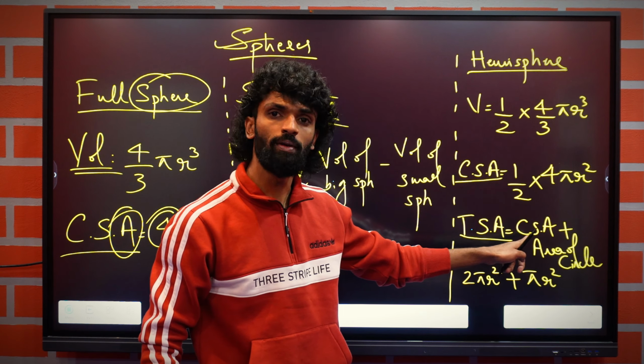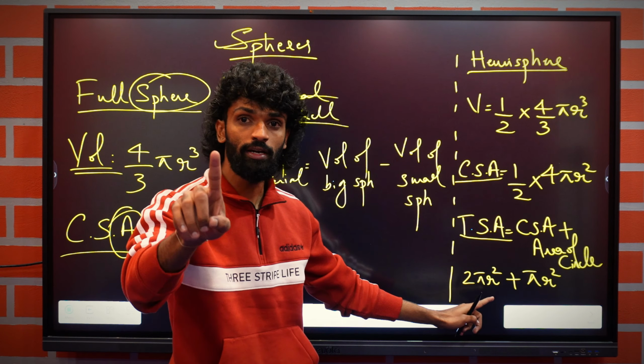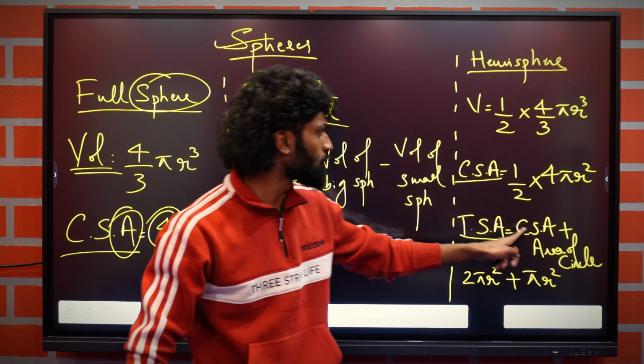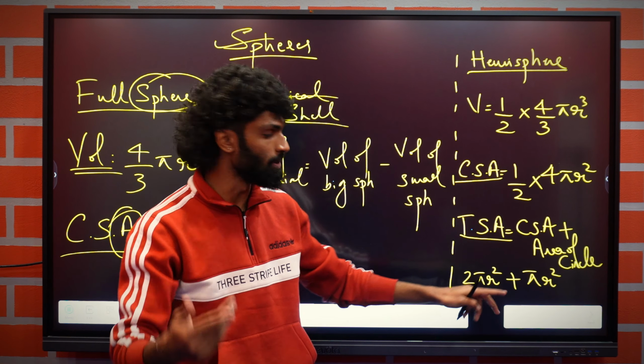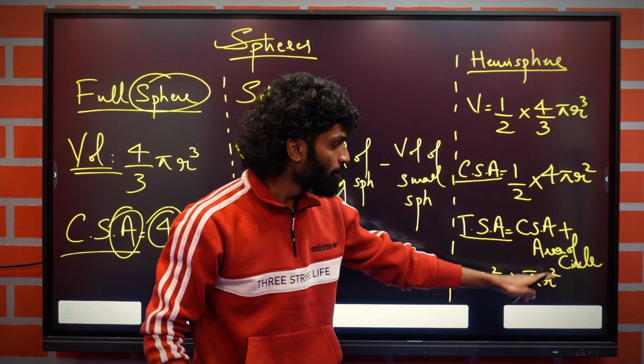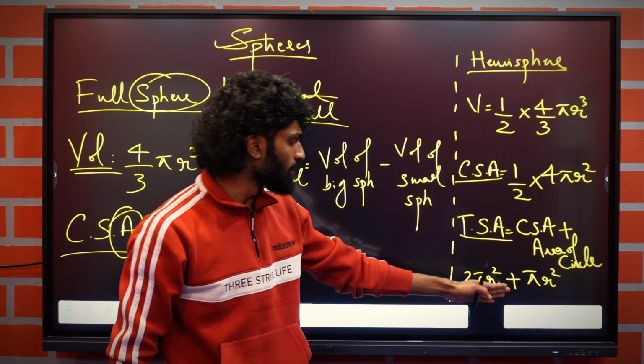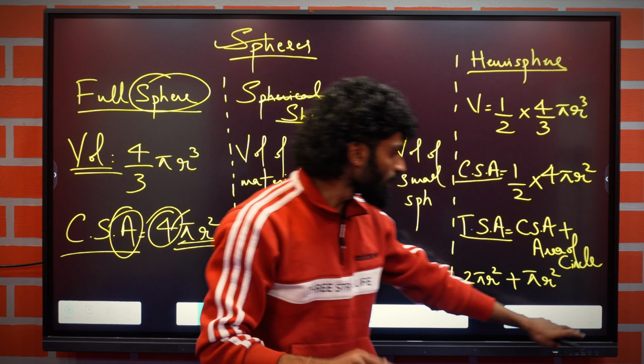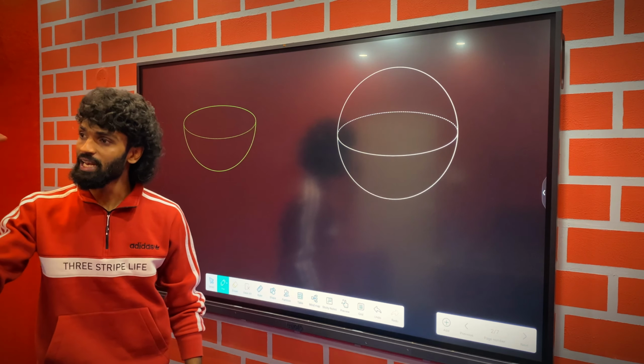The curved surface area's formula is what? 2 pi r square. Don't get confused. This is 4, this is 2. Why 2? Half of 4 is 2. Simple. Getting it? Plus pi r square, everybody knows. So we simplify that and then we start off. The only concept to remember is that TSA and CSA can never be the same.